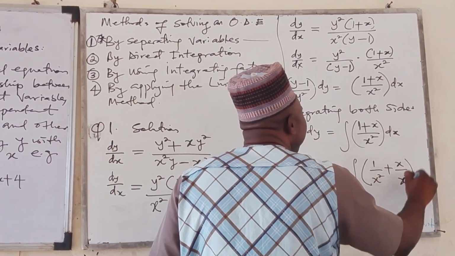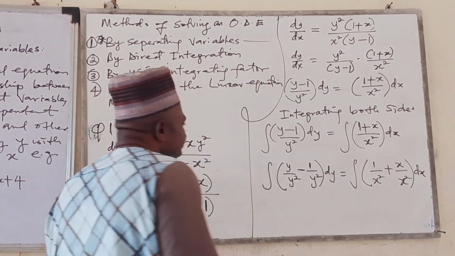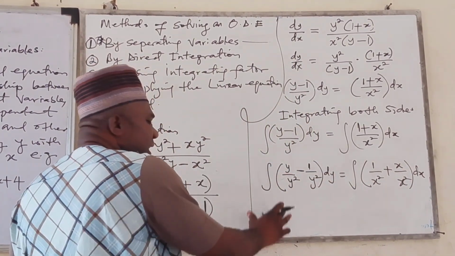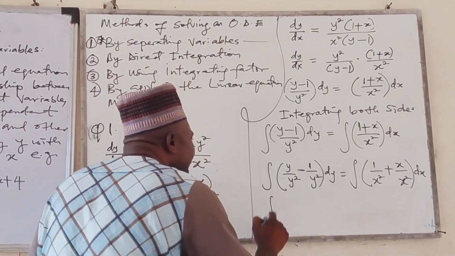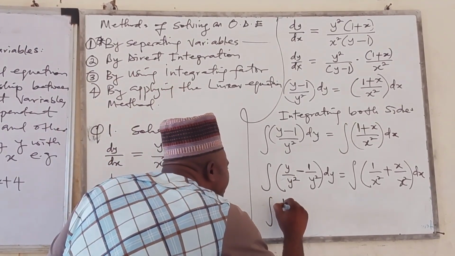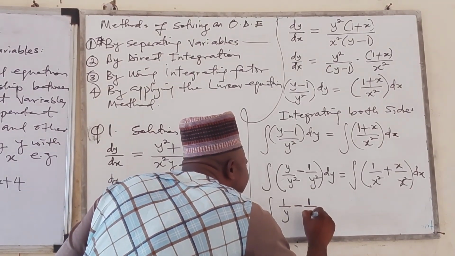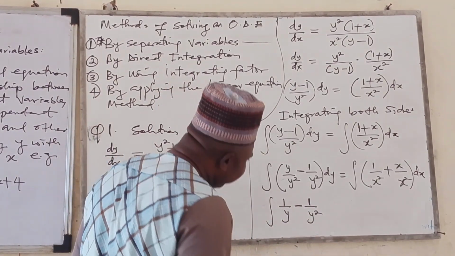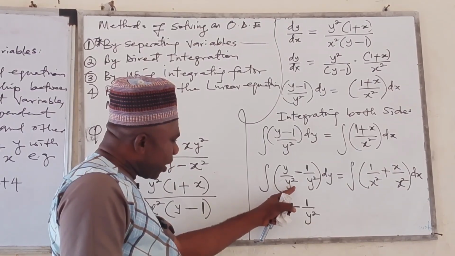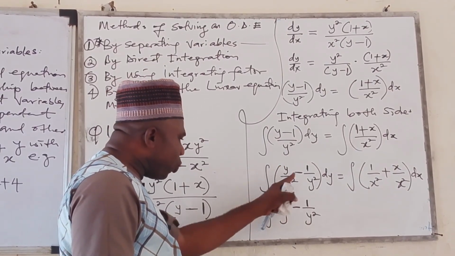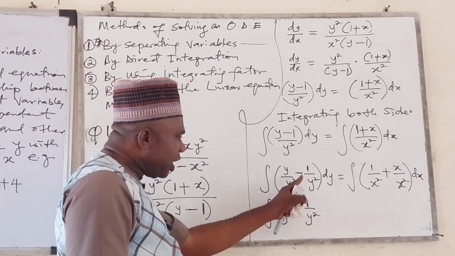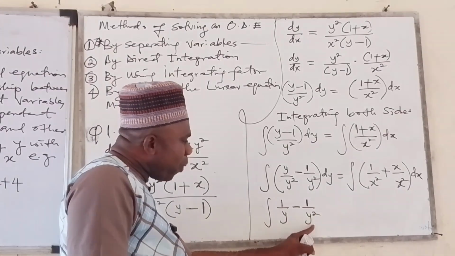So it therefore means that on the left hand side, we have the integral of 1 all over y squared, which is 1 all over y, minus 1 all over y squared. Now I take it again: y all over y squared. This y on top is 1, because y into y squared is y. Then here we have minus 1 all over y squared.